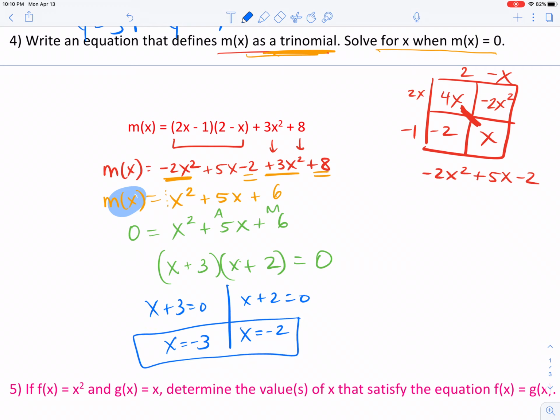So you first had to have this line here defining the function as a trinomial before solving.